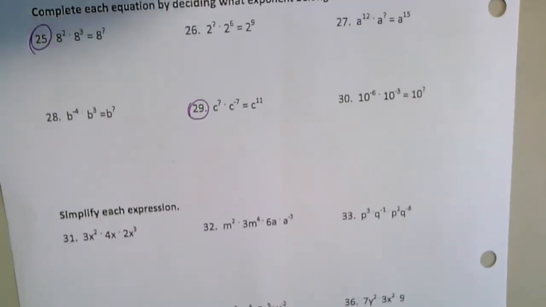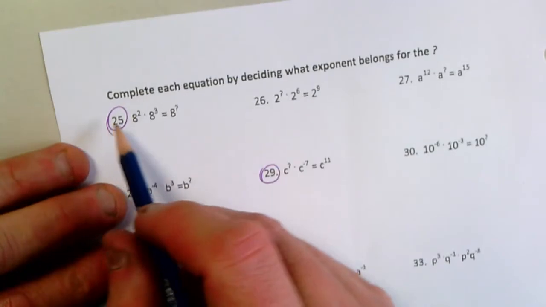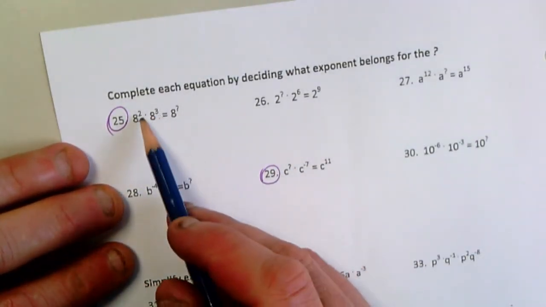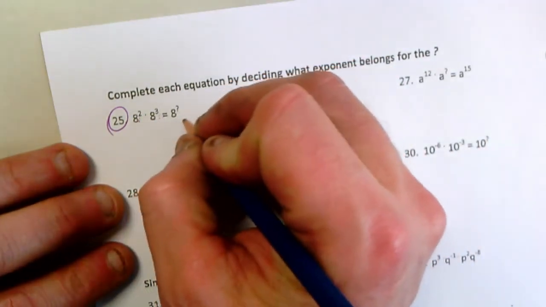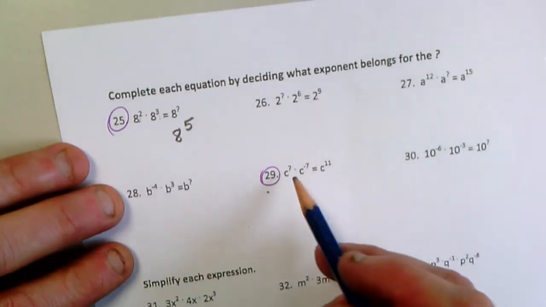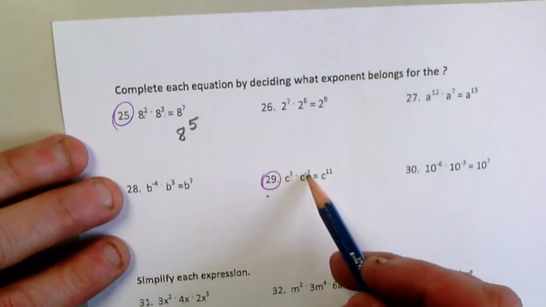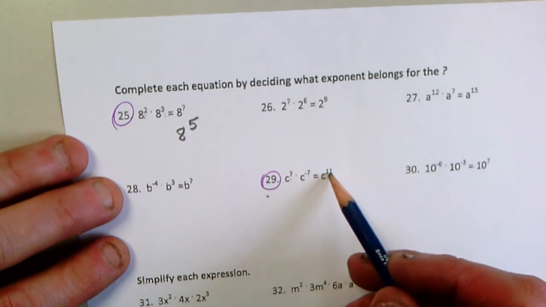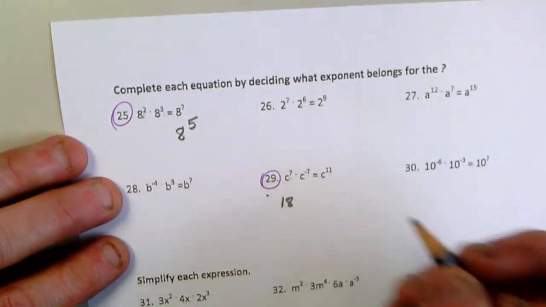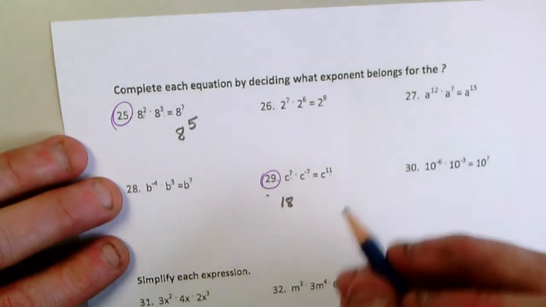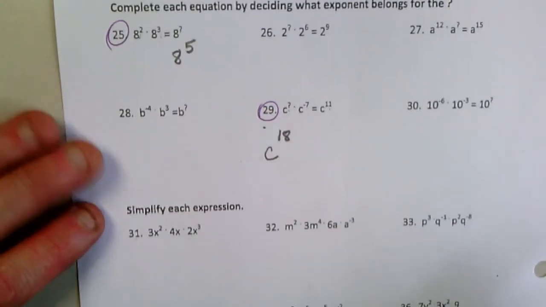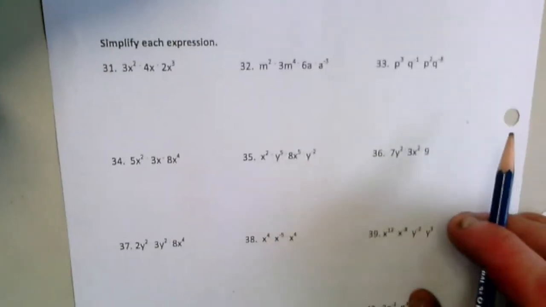On the back side, I'm just going to walk you through a couple of these. In numbers 25 to 30, remember we're adding exponents when we multiply. So in this case, 2 plus 3 is 5, so the question mark is going to be 8 to the fifth. Down here, what plus negative 7 is equal to 11? Well, 18 plus negative 7 is 11. So c to the 18th is the value of that first one.